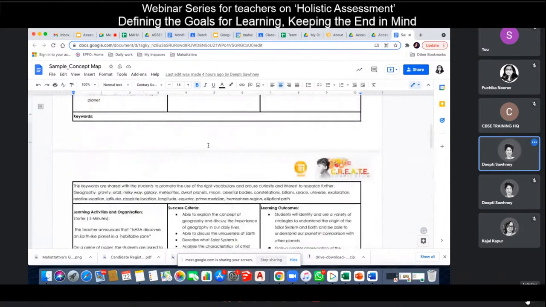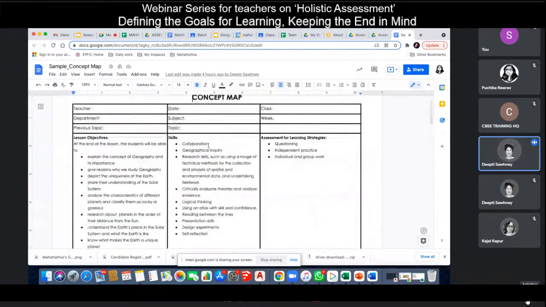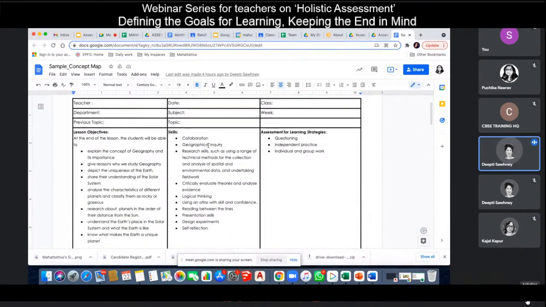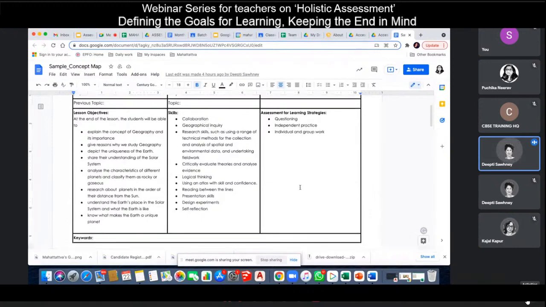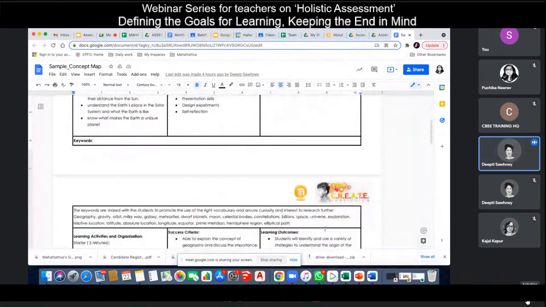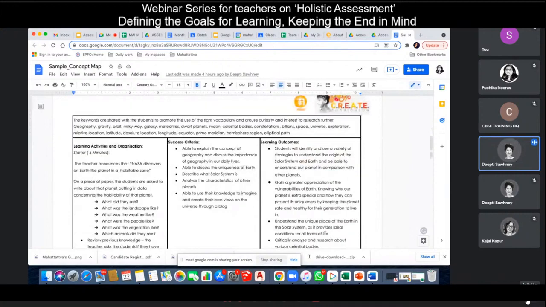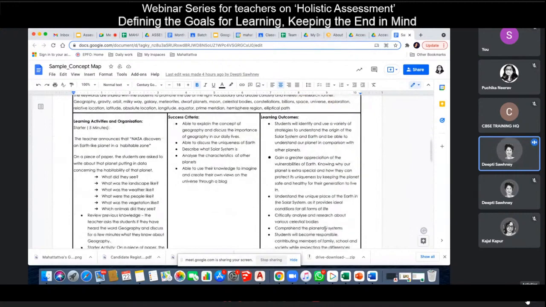So very slowly, if we can repeat this, Puchika, from the beginning. We have the learning objectives, we have identified skills and the assessment. Assessment is always the engine which drives your learning. And then if you go down, there are some keywords, important words, which should come in the communication in the classroom while this chapter is on, so that the children get used to the vocabulary. Then we have the progressive learning strategies, the success criteria, and finally the learning outcomes. So this is one way of planning your learning in a very, very essential and simple way.